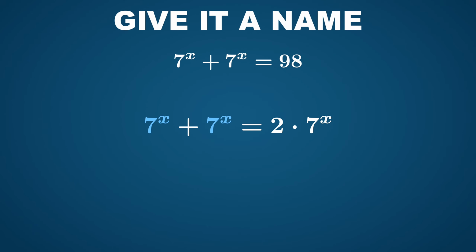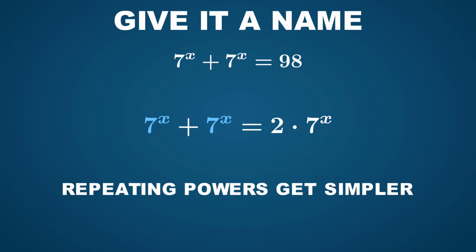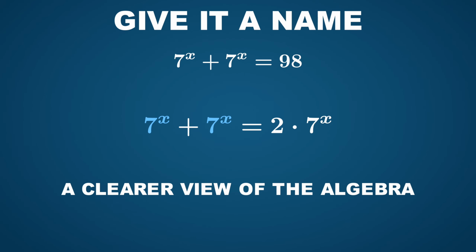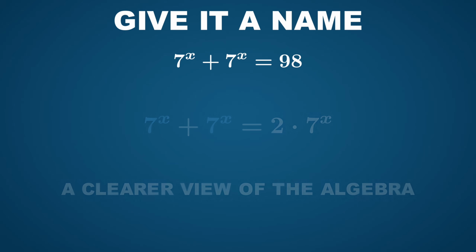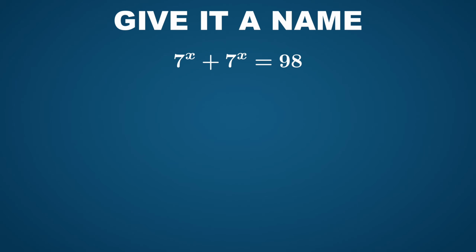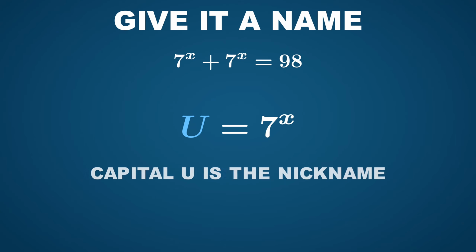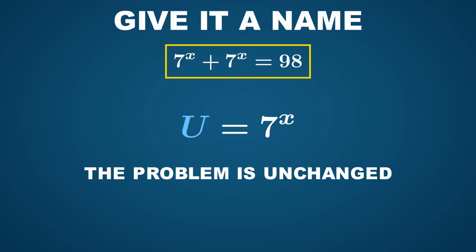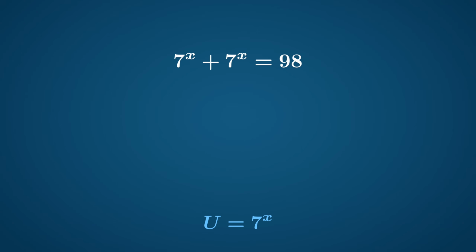When one expression repeats, we can give it a temporary name. This renaming move is a standard tool for exponential equations. Equations with repeating powers often become simpler after renaming. Renaming also buys us a clearer view of the algebra underneath. So we introduce a new letter to stand for the repeated part. Let u be the value of the expression 7 to the power of x. Choosing a letter keeps the nickname easy to spot. The letter u is only a nickname, so the problem has not changed. Every appearance of 7 to the x can now be written as u.